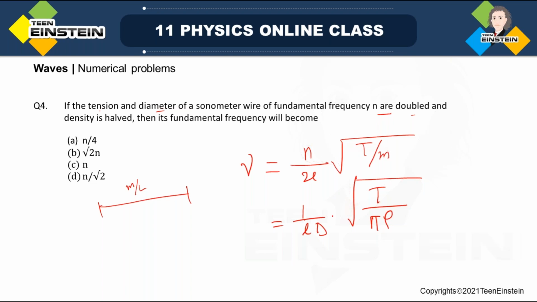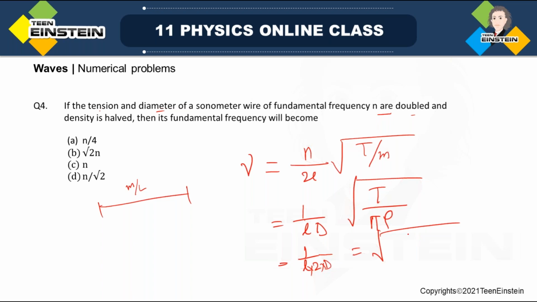So this is the formula then to find out the fundamental frequency. So what is given? The tension has been doubled. Let us see what is there. And diameter also doubled. This is 2 into this.